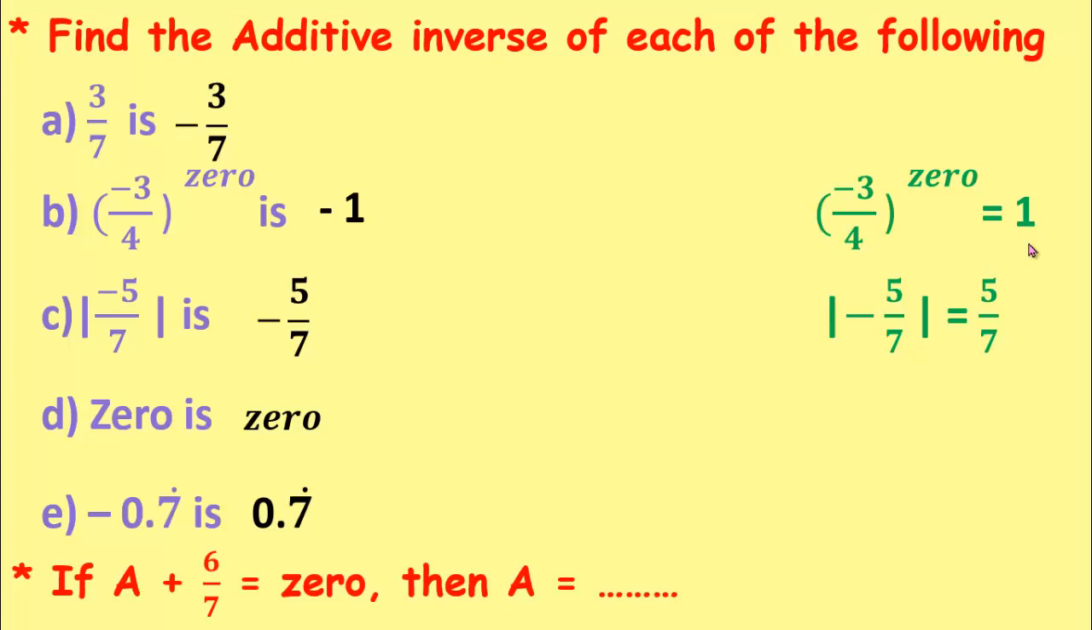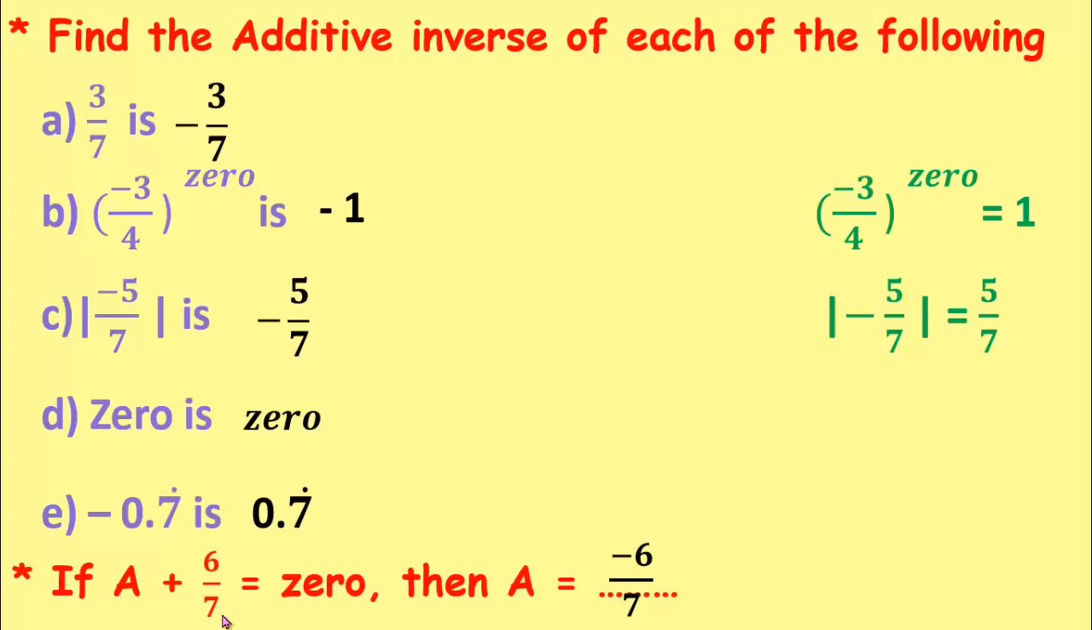If a plus 6 over 7 equals 0. Now I have a number, I add it to 6 over 7 and the result is 0. How can I get 0 when I'm adding two numbers? The only way to have 0 when I'm adding two numbers is to add a number to its inverse. So I want to know what is the inverse of 6 over 7. The inverse of 6 over 7 is negative 6 over 7. So a is equal to negative 6 over 7. Because negative 6 over 7 plus 6 over 7 will give me, sure, the answer of 0.